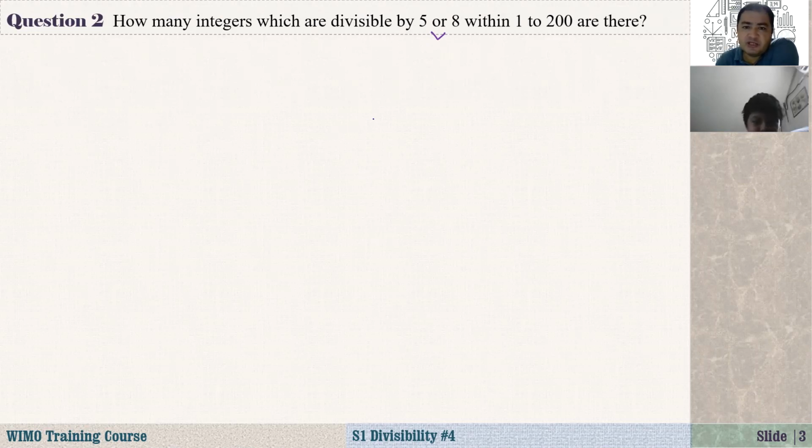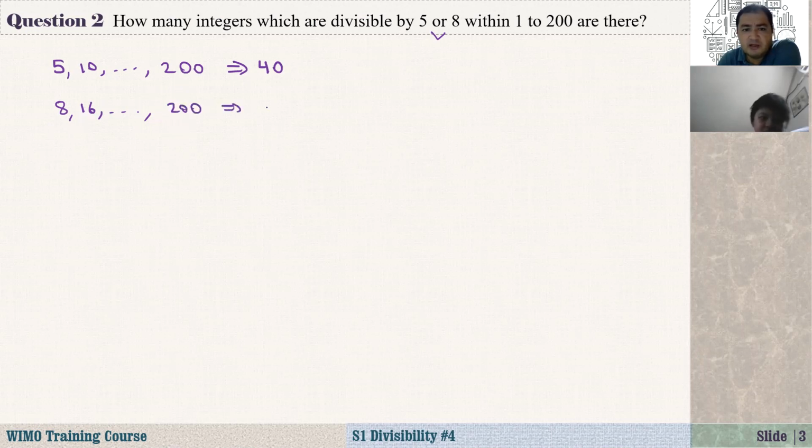So how many integers are divisible by 5? We need to find this between 1 and 200. That is 5, 10, and so on, up to 200. How many numbers are divisible by 5 between 1 and 200? We have 40. And how many numbers are divisible by 8 between 1 and 200? Here we have 8, 16, and so on. And the biggest integer that is divisible by 8 but not more than 200 is 200 itself, since 200 is divisible by 8.